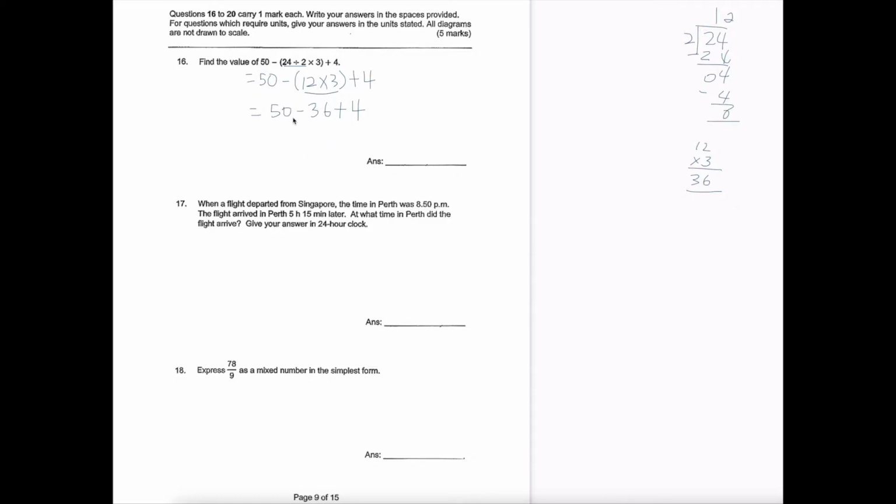Okay, so right now we have minus and plus, so we do left hand side to right hand side also. So 50 minus 36, 14 plus 4 equals 18. So my answer will be 18. Okay, so brackets, then division, multiplication, followed by plus minus. And we always follow left to right hand side.